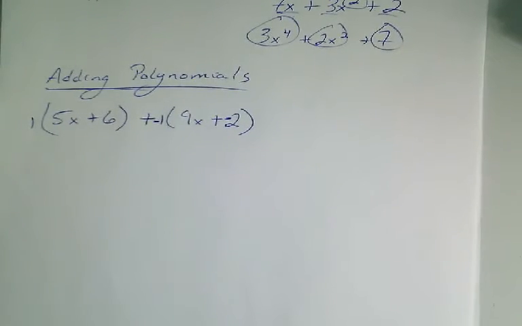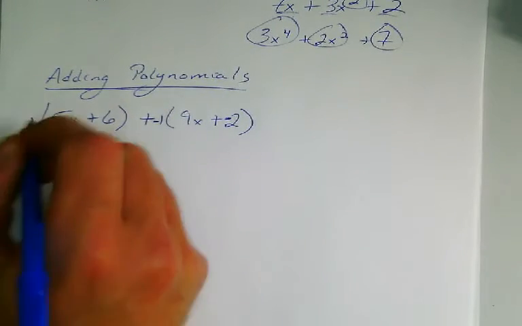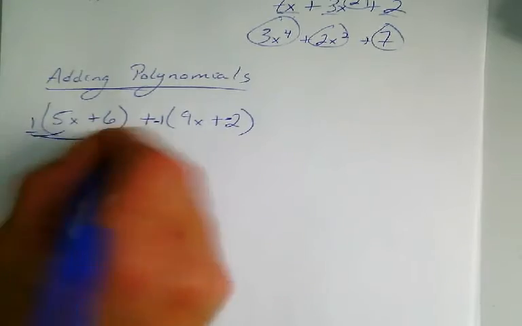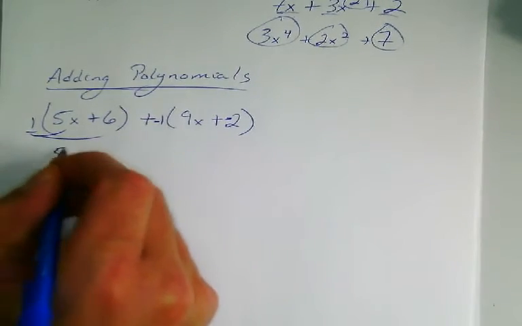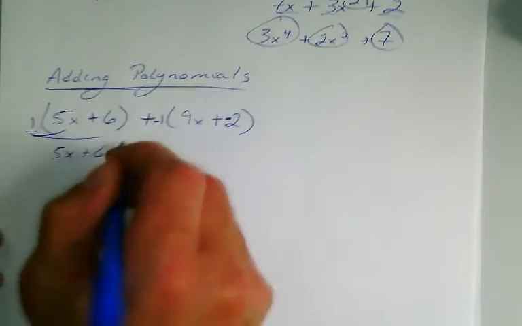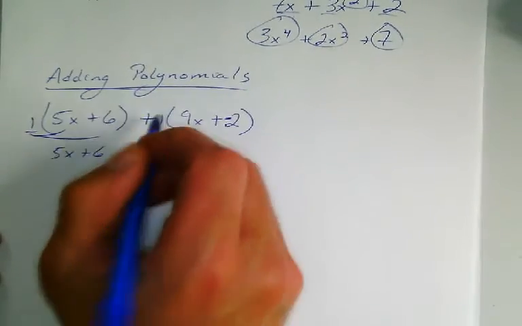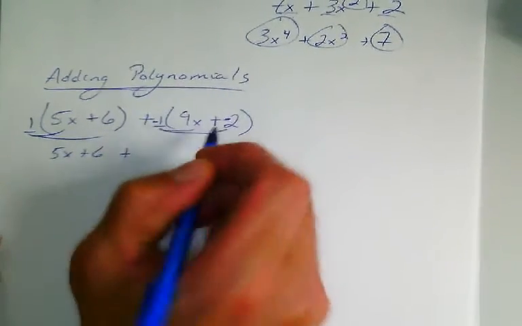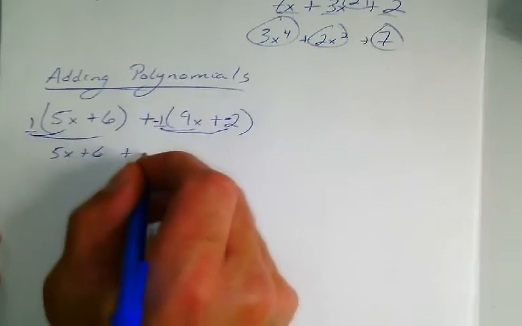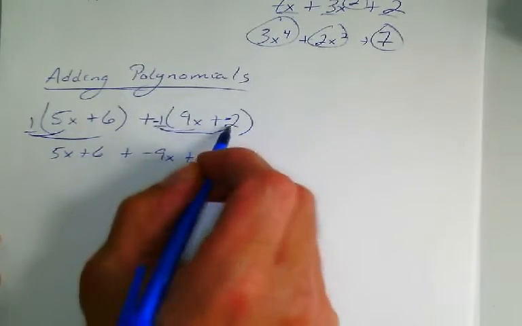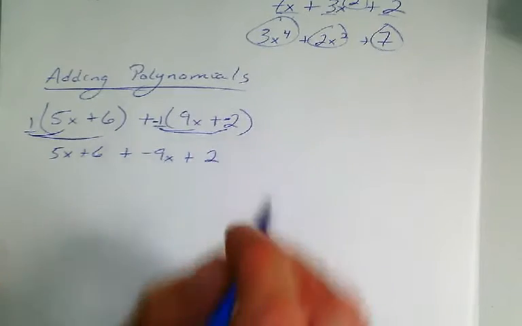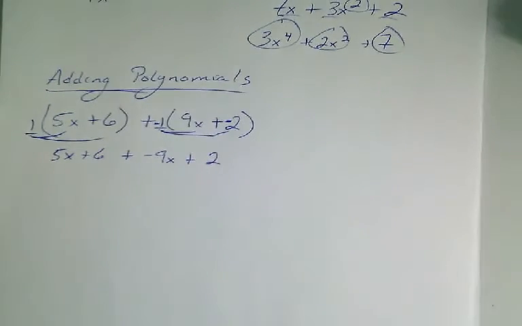So first step, distribute. I'm going to distribute my 1. When you distribute a 1, it just stays the same. It's just 5x plus 6 plus. Now I need to distribute my negative 1. Negative 1 times 9x is negative 9x, plus negative 1 times negative 2. Ooh, that's a positive 2. So I distributed.